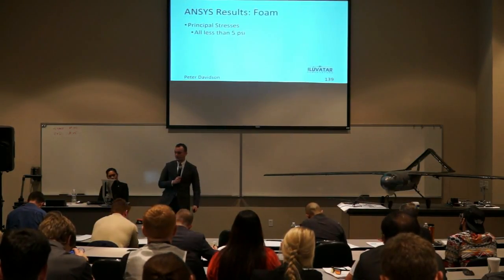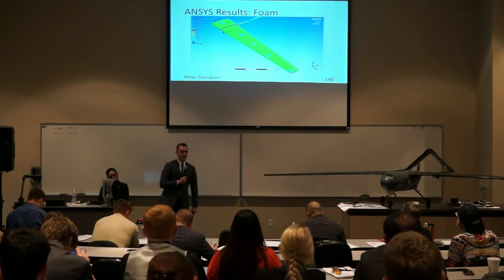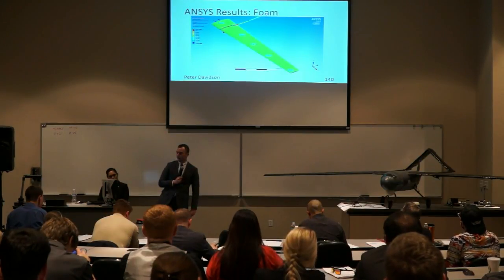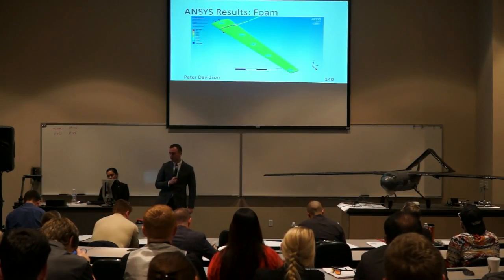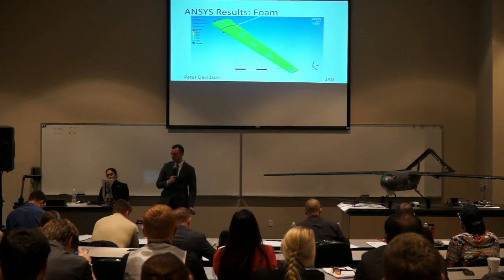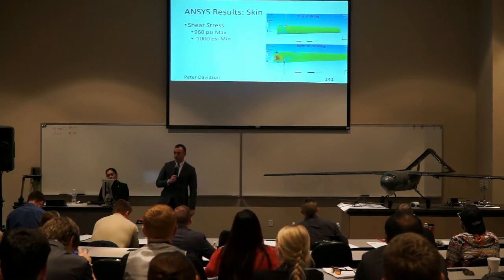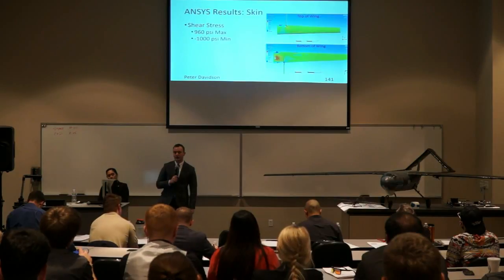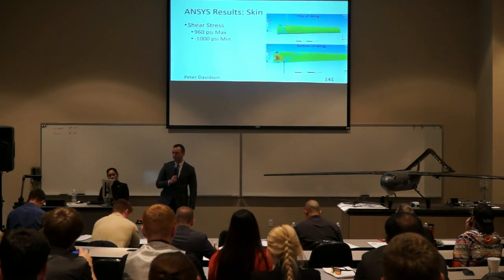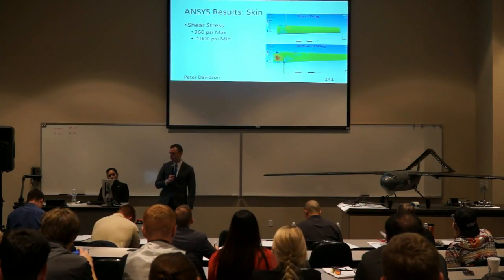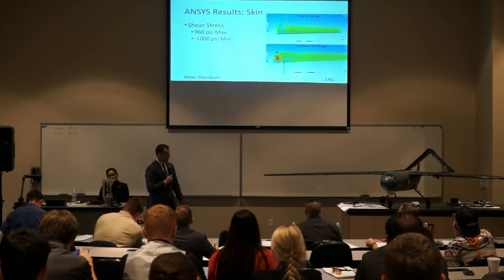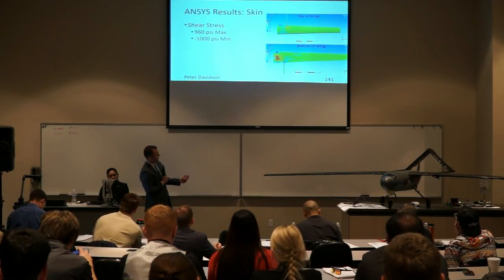For the foam, all principal stresses were within 5 psi, which is expected because the foam is just there as leftover manufacturing, and also to transfer loads from one rib to the other, so it is very, very lightly loaded. For the skin, we evaluate the shear stress in the plane of the skin. That is found to be about 1,000 psi as the maximum value, and that occurred near the wing root connection.